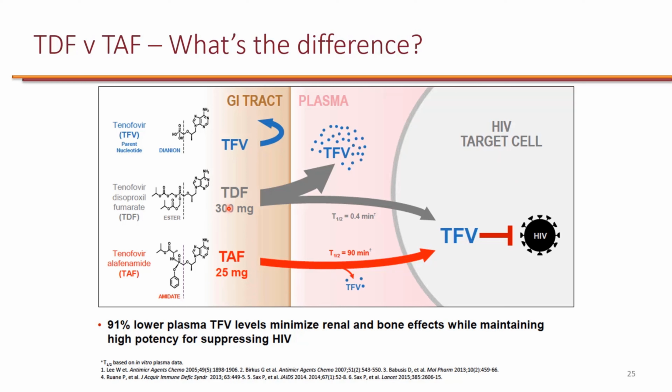a huge difference in the dose. So TDF you need 300 milligram, and TAF you need 25 milligram in most regimens, unless you have a booster or inhibitor where you would use 10 milligram. So if you have cobicistat in the regimen, for example, you will see 10 milligram.